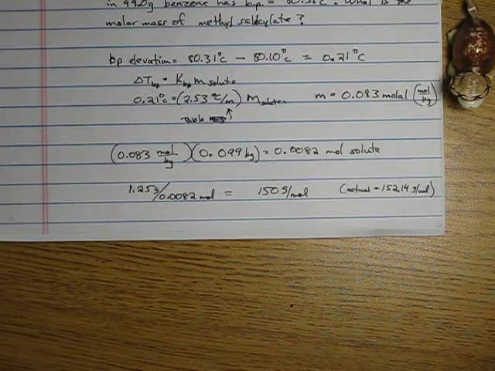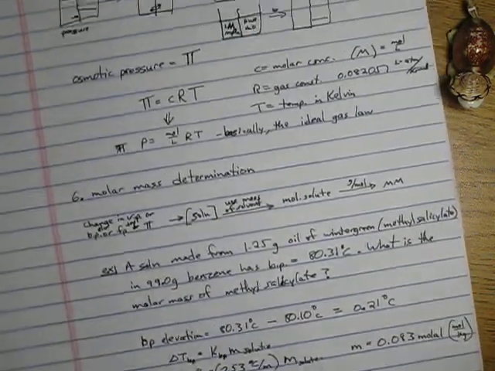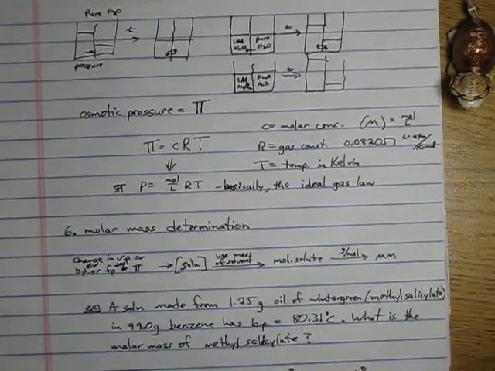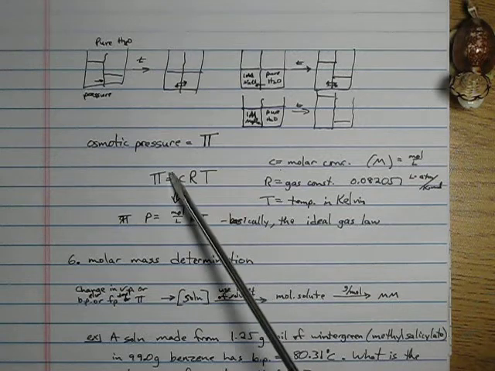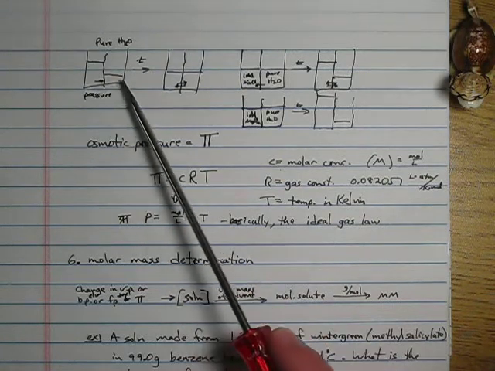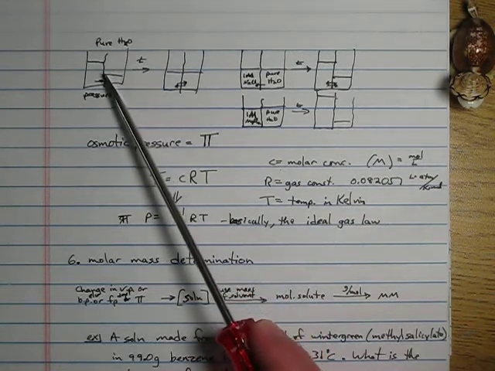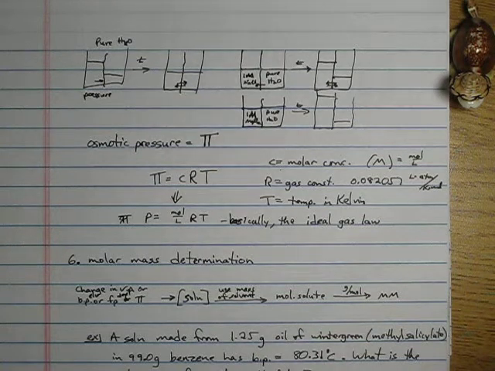Okay, so let's set up a situation here where we have a container, and here's our container right here, and let's put in a semi-permeable membrane. It could be a piece of plastic. There are many biological semi-permeable membranes, such as cell walls, but it'll allow water through and nothing else.